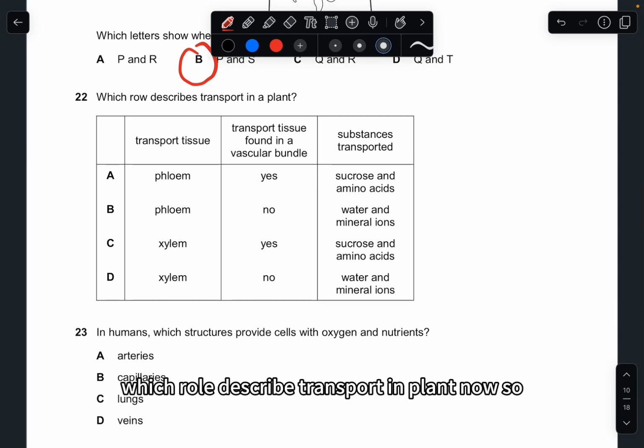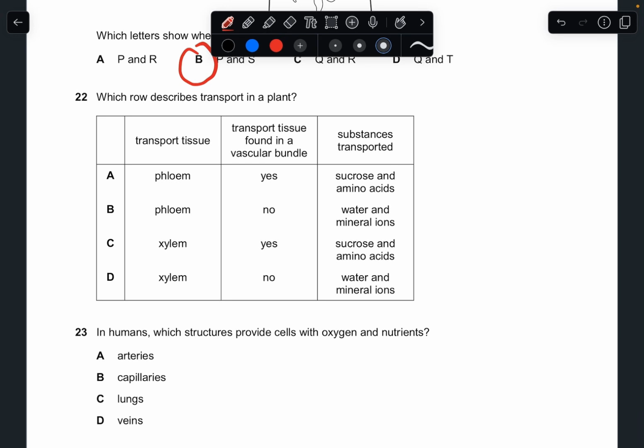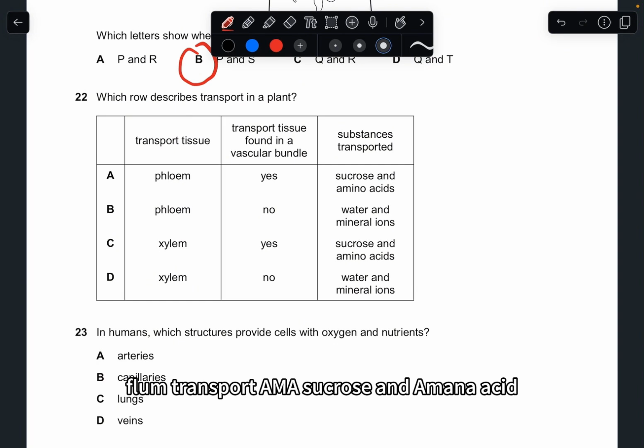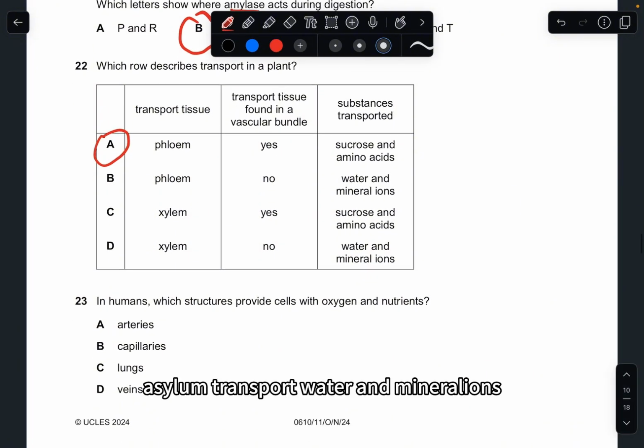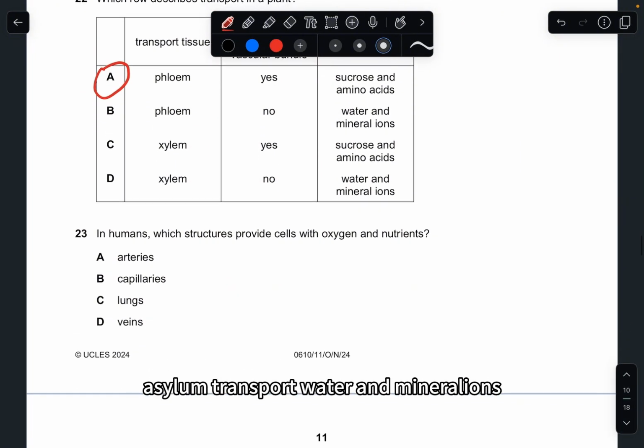Question number 22. Which row describes transport in plants? So we have two tissues, phloem and xylem. Phloem transports sucrose and amino acids. So it should be A. And xylem transports water and mineral ions.